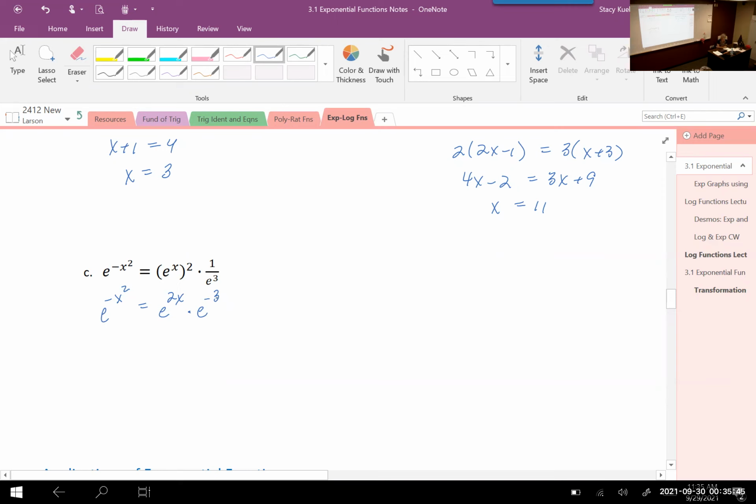Now we still can't technically apply the one-to-one property because that says that I have a single base on the left equal to a single base on the right. And I've got two bases on the right. But I can rewrite the right-hand side as e to the 2x minus 3. I can add those two exponents together, right? Because I'm multiplying their bases, e times e says I'm going to add their exponents. Now I have a single base e on the left equal to a single base e on the right, and I can apply the one-to-one property. So I would have negative x squared is equal to 2x minus 3. And I would need to solve it from here.